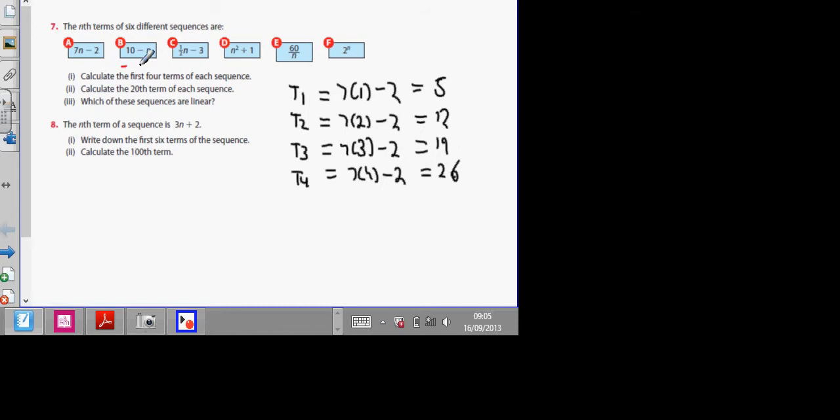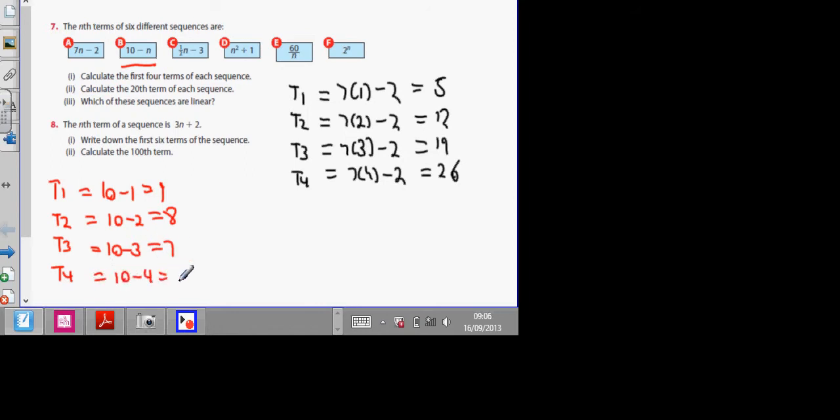The next one, which is underlined in red, we get the T1, T2, T3 and T4 here. 10 minus 1 is the first one, is 9. 10 minus 2 is 8. 10 minus 3 is 7. And 10 minus 4 is 6.